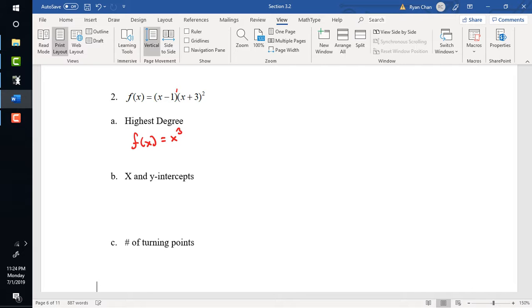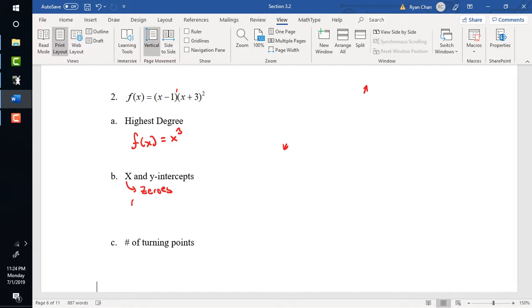So let's understand what's happening. I'm going to look at this here. The idea is at the ends, it's going to look something like this. Okay. So now I'm going to find my x-intercepts. My x-intercepts are what's called my zeros. So let's take a look.